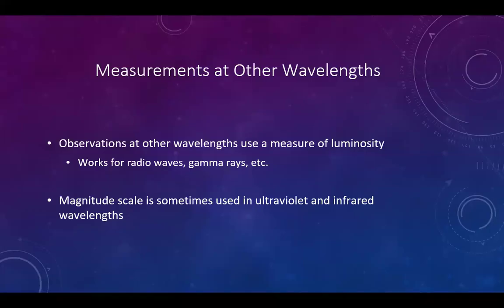Now, at other wavelengths, we just use measurements of luminosity. This works for radio waves and gamma waves, etc. Sometimes the magnitude scale gets used in ultraviolet and infrared wavelengths, but in general, it's not, because it's honestly not the most convenient system, and it's mostly around for historical reasons, which is why it's stuck with.